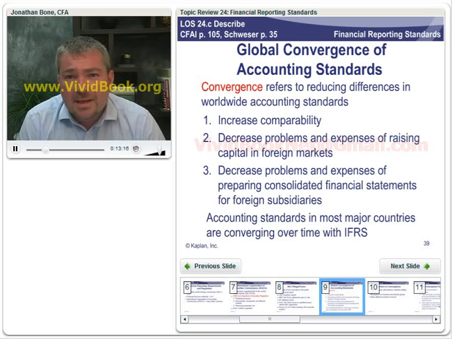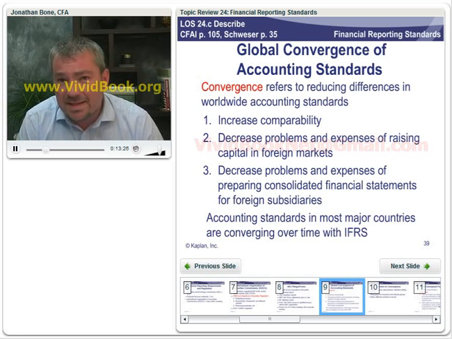Second point, decreases problems and expense of raising capital in foreign markets. Now again, for the providers of credit, they're going to understand the accounts that you submit. And that, of course, reduces their risk. And if it reduces their risk, it should reduce the cost of raising finance.